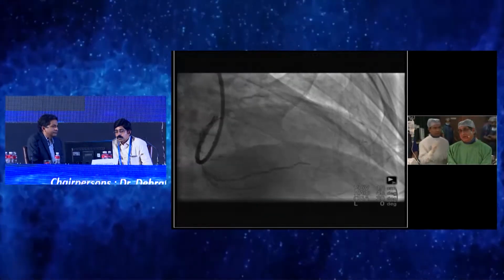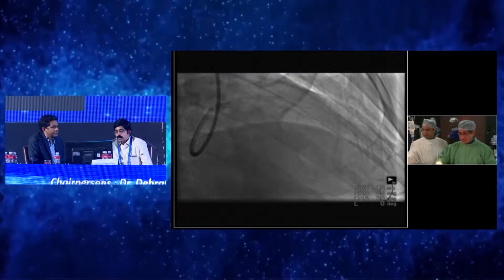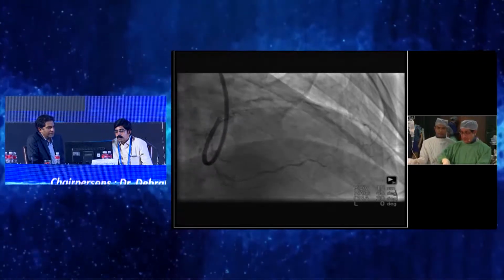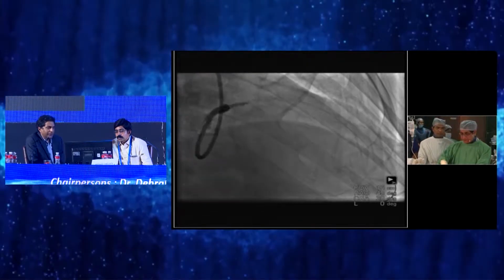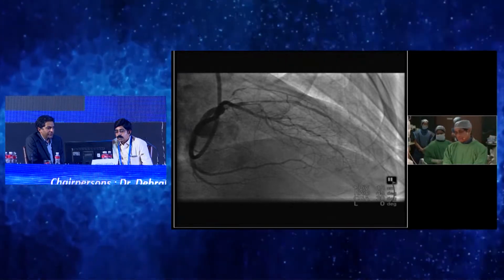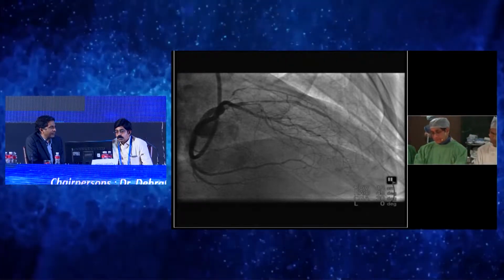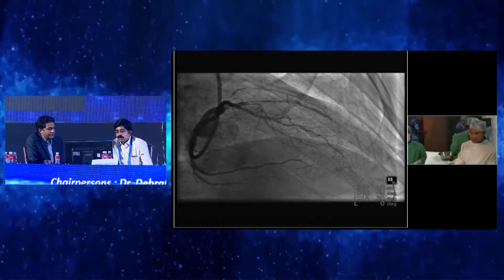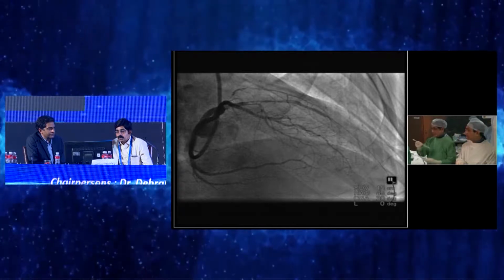So what do you want us to do now? Do you want to see IVUS, or shall we go ahead and stent? And if we stent, then from where to where? I think IVUS is a good way of assessing the size of the vessel, as well as the length of the disease. Okay. Okay, we'll do IVUS.